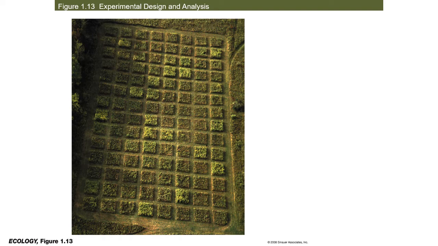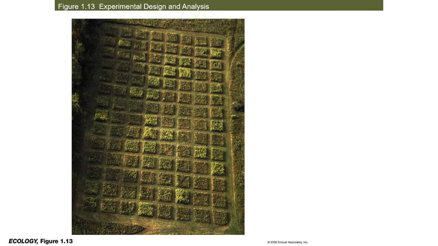So this is a picture of a common garden. Common gardens are really popular ways of doing both observational studies and manipulative experiments in ecology, especially manipulative experiments. So here we see we have a study area and it's divided into plots. Those squares are different plots with different plants planted in them.